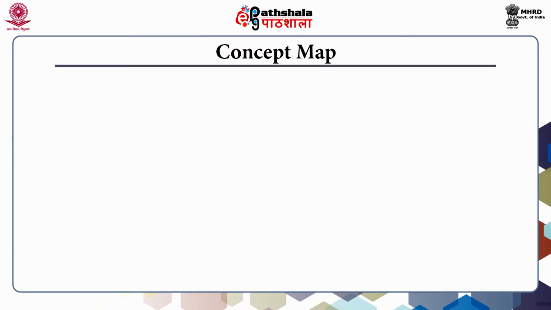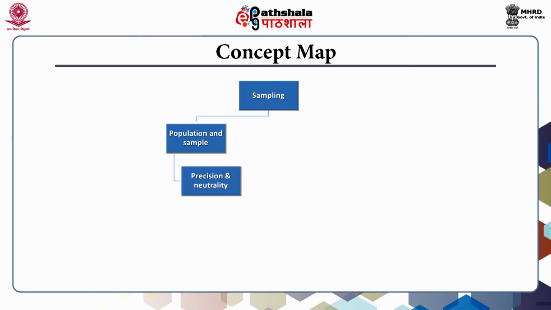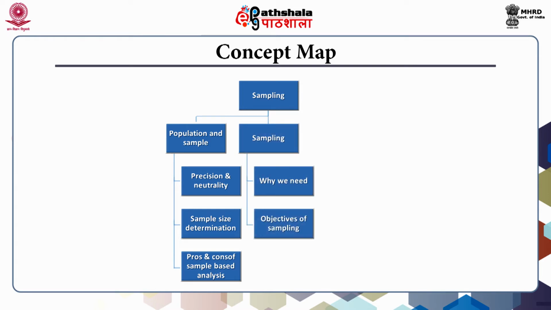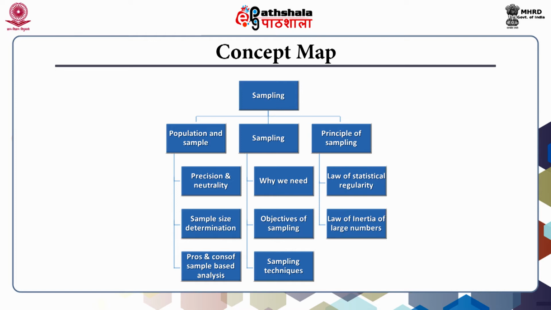This slide shows the concept map that we are trying to follow in this lecture. Under sampling techniques, we are first trying to understand what is population and sample, wherein we will also look at the concepts of precision and neutrality, sample size determination, and pros and cons of a sample based analysis. We will also see why we need sampling, objectives of sampling, and some different types of sampling techniques. Lastly, we will look at the principles of sampling.